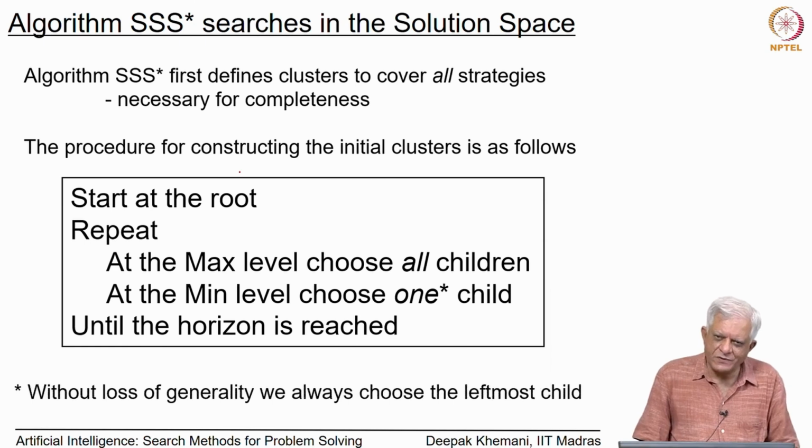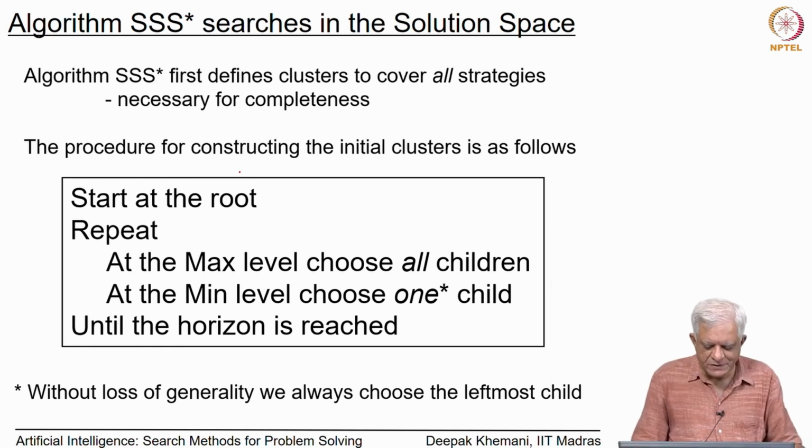This one child that we choose for min can be any child, but without any loss of generality, we will always choose the leftmost child. Now, this algorithm is for constructing the initial clusters. It is not specific to the tiny game tree that we had seen. For any game that you are implementing, this is a procedure that you will need to follow to construct the initial clusters: at the max level choose all children, and at the min level choose one child, and we have said that we will always choose the left child.